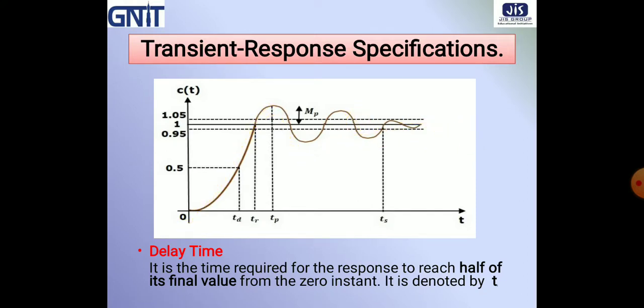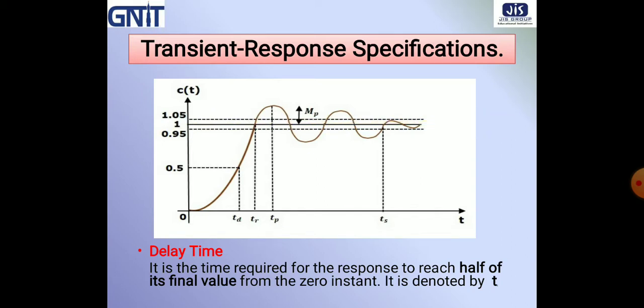Now what is delay time? Before going to delay time, that 1 is our steady state value. That 1 means our steady state value, that means it reaches our steady state value 100%. That's why it is termed as 1.